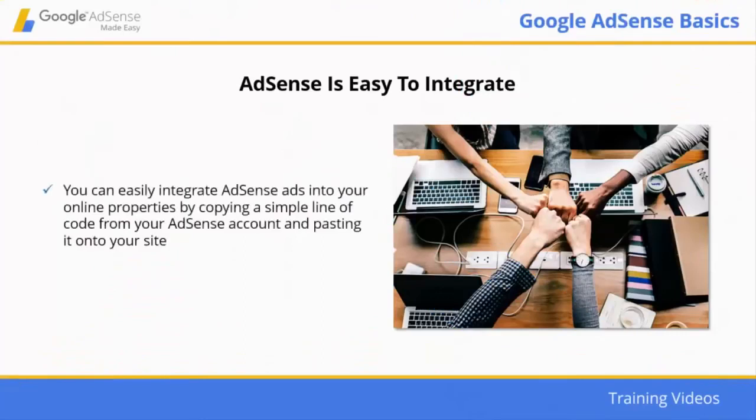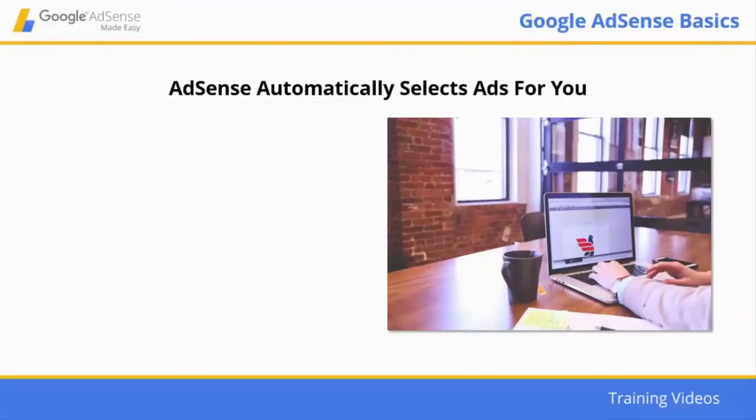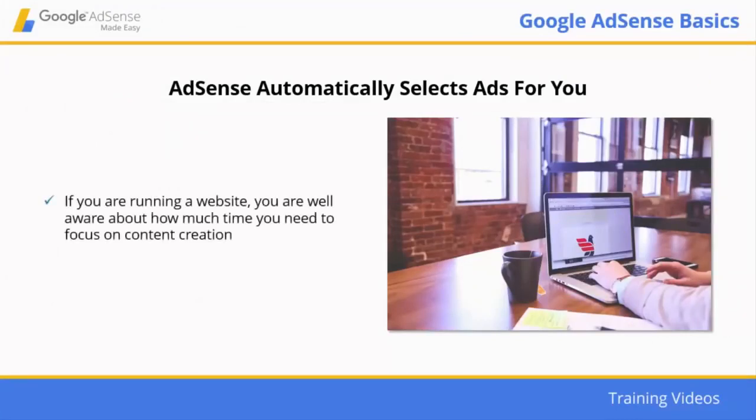AdSense is easy to integrate. You can easily integrate AdSense ads into your online properties by copying a simple line of code from your AdSense account and pasting it onto your site. You won't need to pay anyone to do it for you. Cutting on expenses. AdSense automatically selects ads for you. If you are running a website, you are well aware about how much time you need to focus on content creation. That is why AdSense automatically places the most relevant ads on your site, saving you the time that you would otherwise spend looking for them yourself, selecting them, and then placing them into your ad slots.